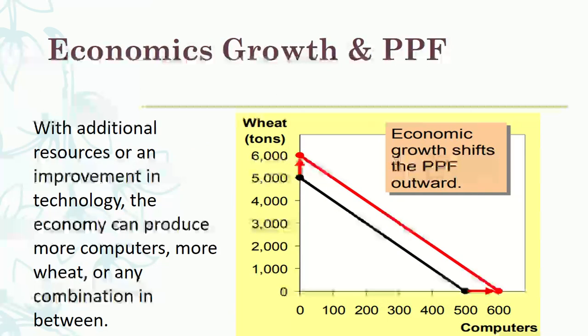Economic growth and the production possibilities frontier. With additional resources or an improvement in technology, so if you get more labor hours, or you find a new technology that allows you to produce wheat and/or computers at a higher level, such as a new fertilizer that increases wheat yield, or a new microchip processor that allows you to build computers faster, whatever it was, the economy can produce more computers and/or more wheat, or any combination in between.